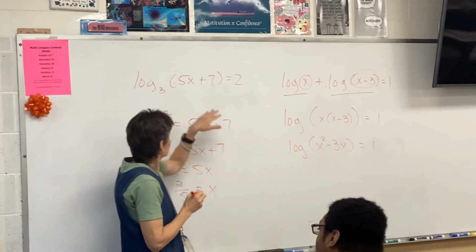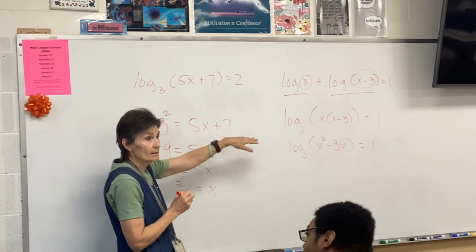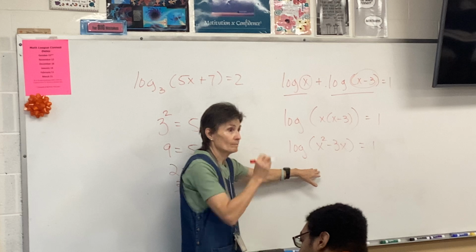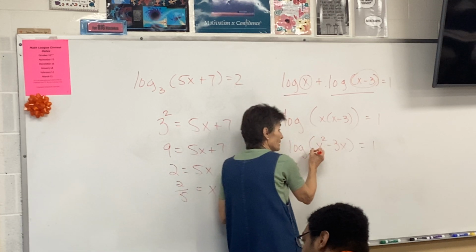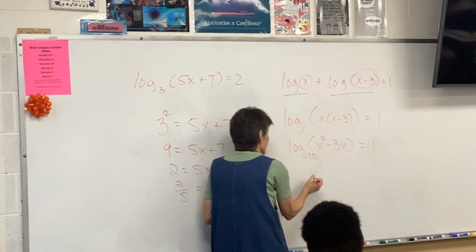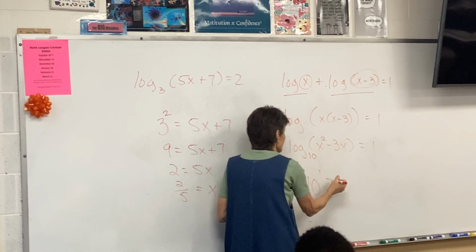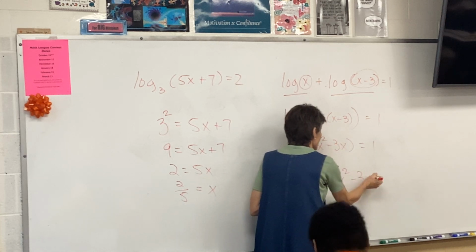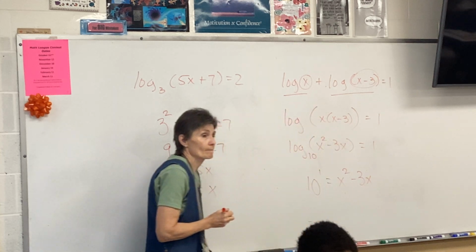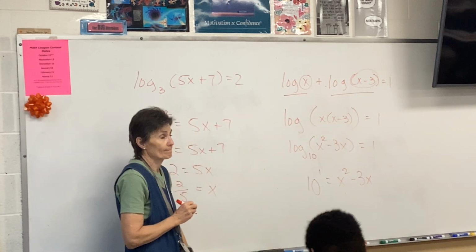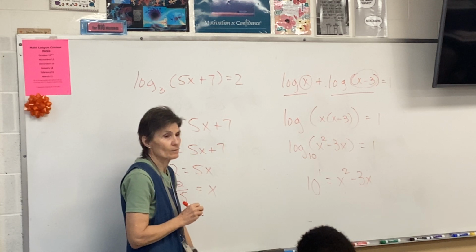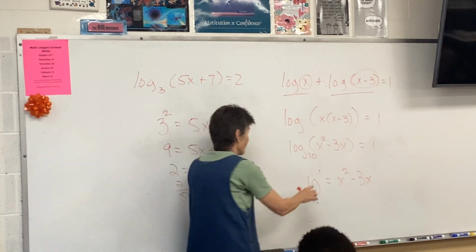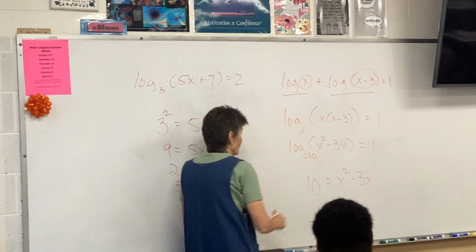Does it look kind of like this one now? I think it does. So what do you think we're going to do? Loop-de-loo, using a base of 10. So 10 to the first equals x squared minus 3x. What's 10 to the first? 10. What do you think I'm going to do with that now?